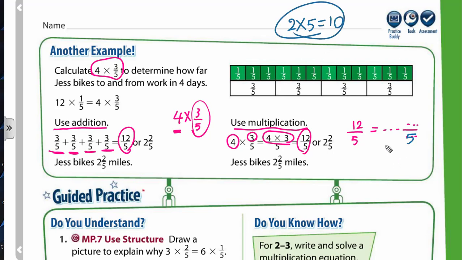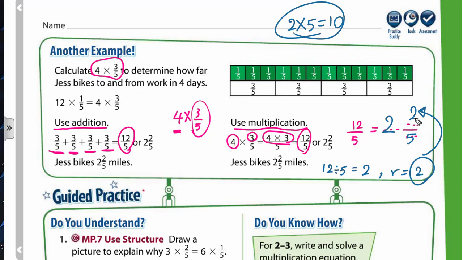2 times 5 equals 10. So I will write here 2. I have 2 whole. What do I have left? What is the remaining? Since 12 divided by 5 equals 2 and remainder 2, this 2 is the numerator here. Okay? Yes, that's what I said.